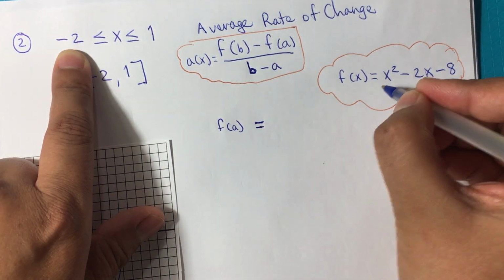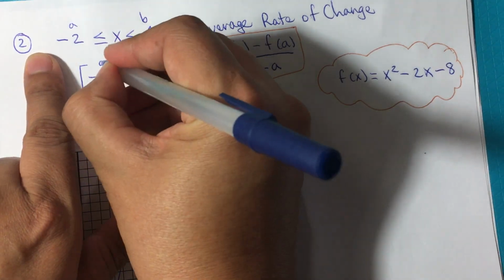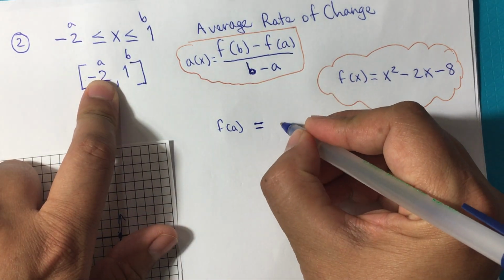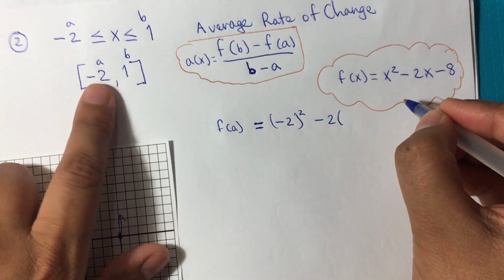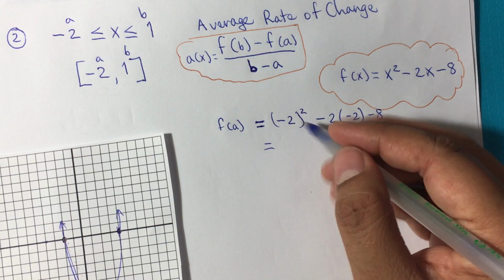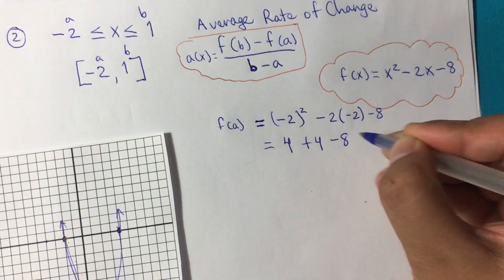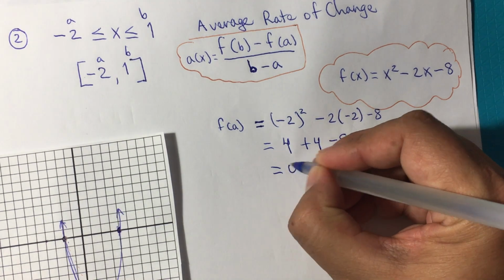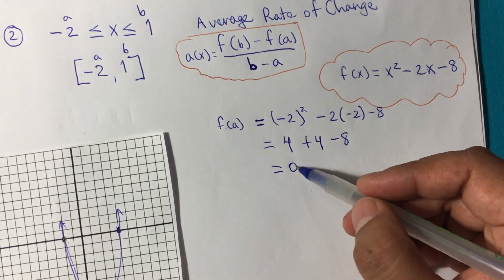So for f of a, this is a, this is b. Just replace that first value into the function that we were given. So it's -2 squared minus 2 times -2 minus 8. -2 squared is +4. -2 times -2 is +4. Bring down the -8. 4 plus 4 is 8, minus 8 is 0. So f of a is 0, meaning the value of y is 0.